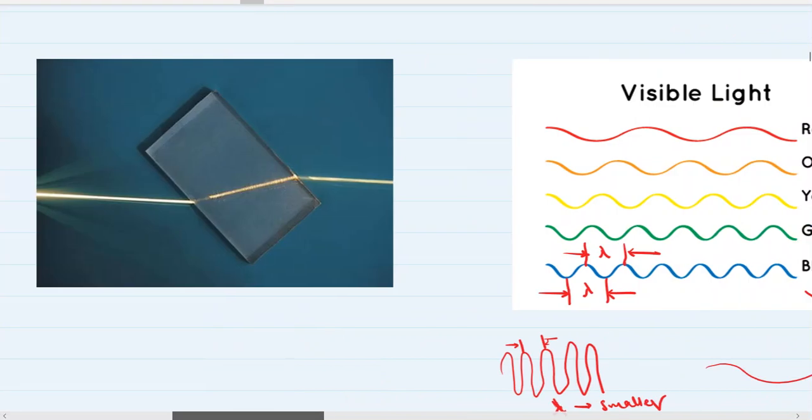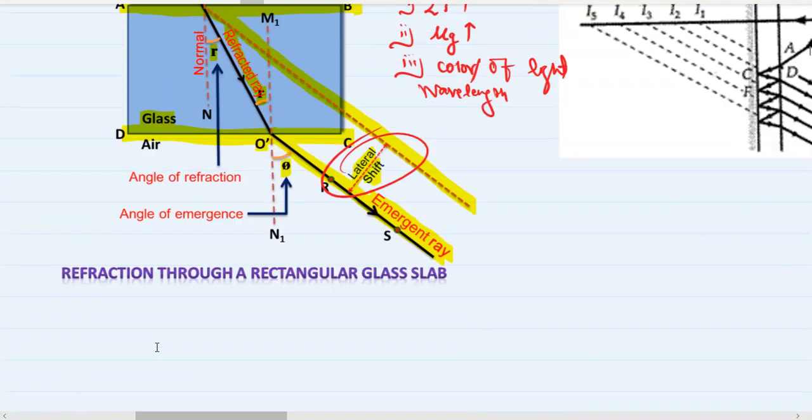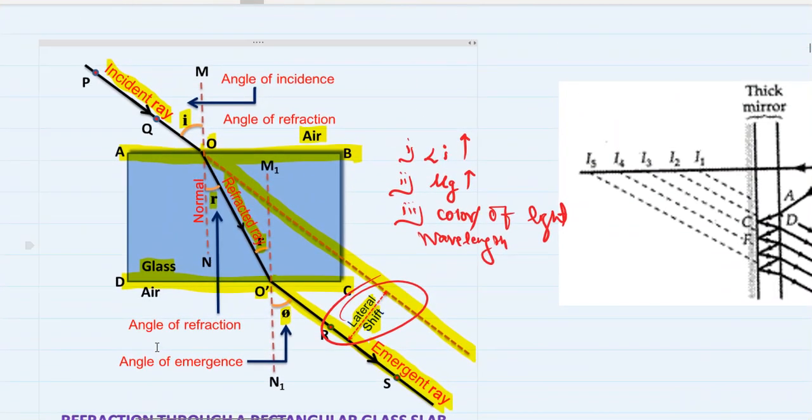Just imagine that you are passing red light into this glass slab. What will happen? I told you that the lateral shift depends on the wavelength. If the wavelength is more, for example red light, if red light is entering the glass slab, the lateral displacement will be less.